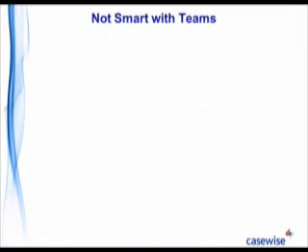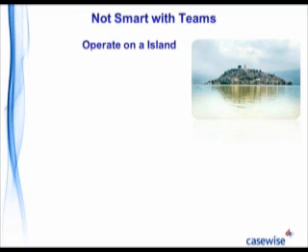Let's take the conversation now to teams. As a general rule of thumb, EA programs are done by some EA team, and in your organization it might be the IT architecture team, or there might be something called an EA team or an EA program. What are some of the trends or mistakes that we've seen in the community? Sometimes we see organizations or EA teams that tend to operate on an island.